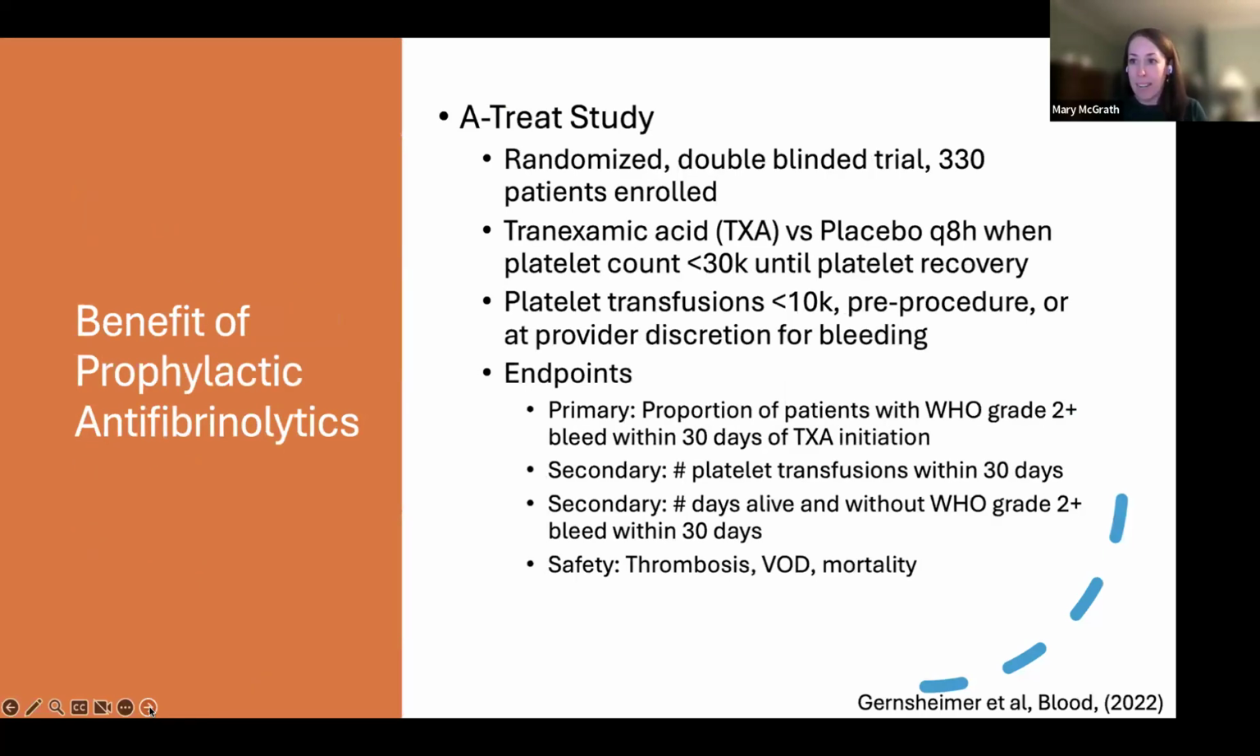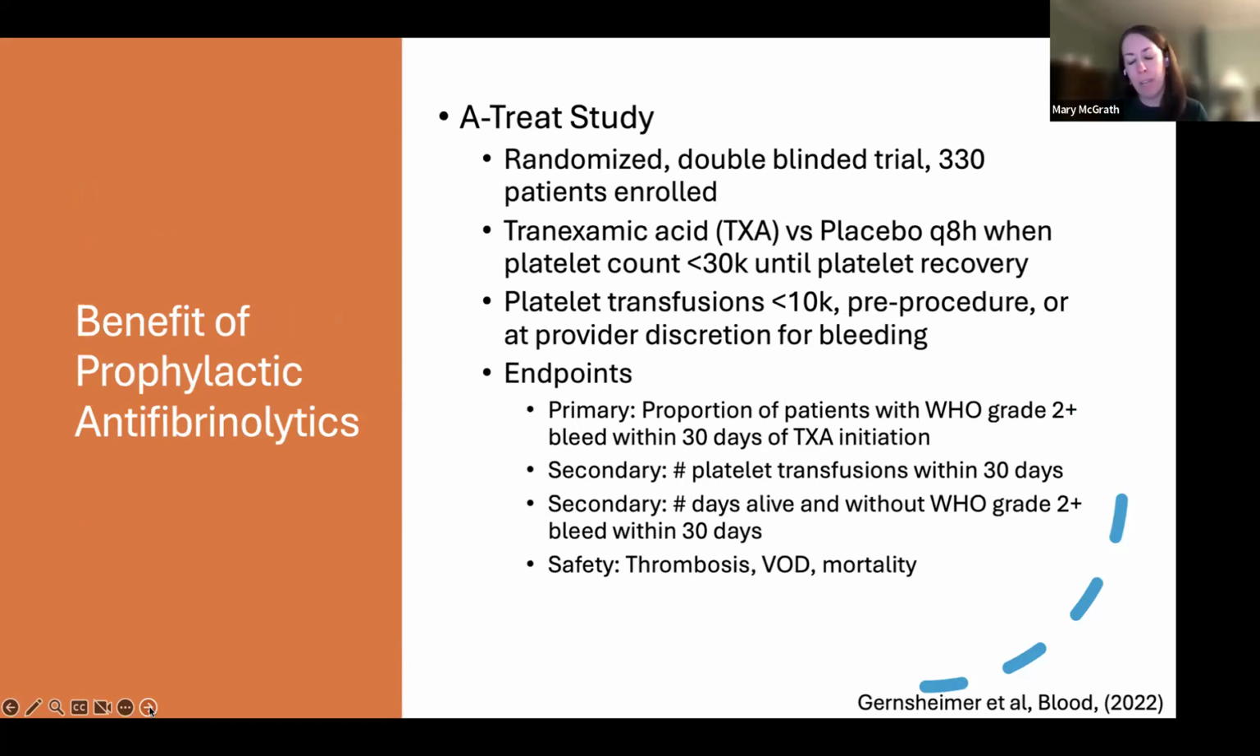And you probably noticed that antifibrinolytics came up a lot for all types of bleeding. And so you might be wondering if it would be beneficial to use just antifibrinolytics prophylactically for patients with pancytopenia. And so the ATREAT study sought to answer that question.